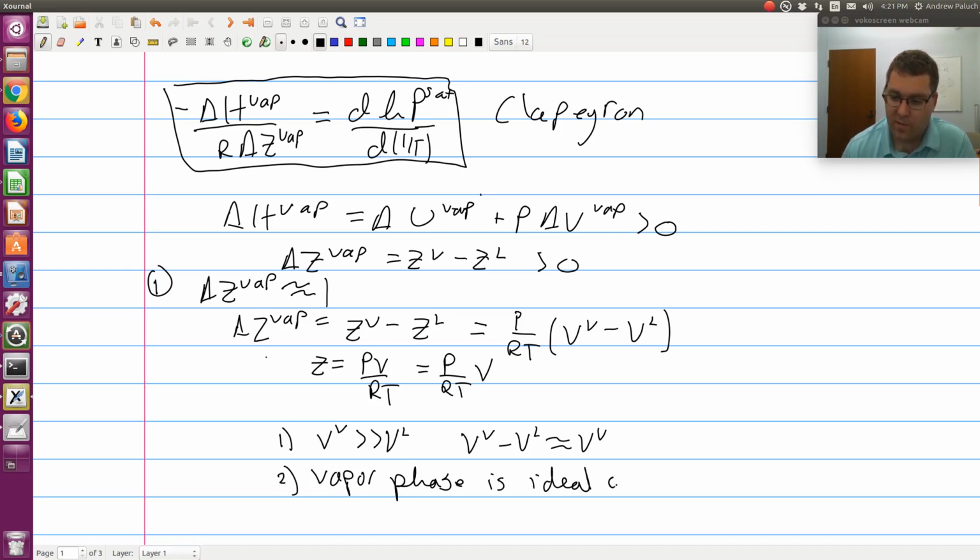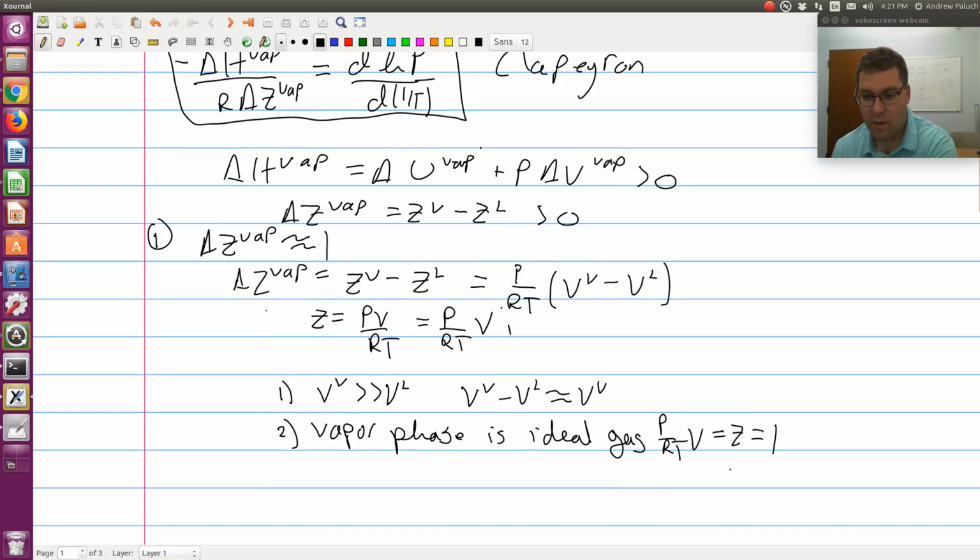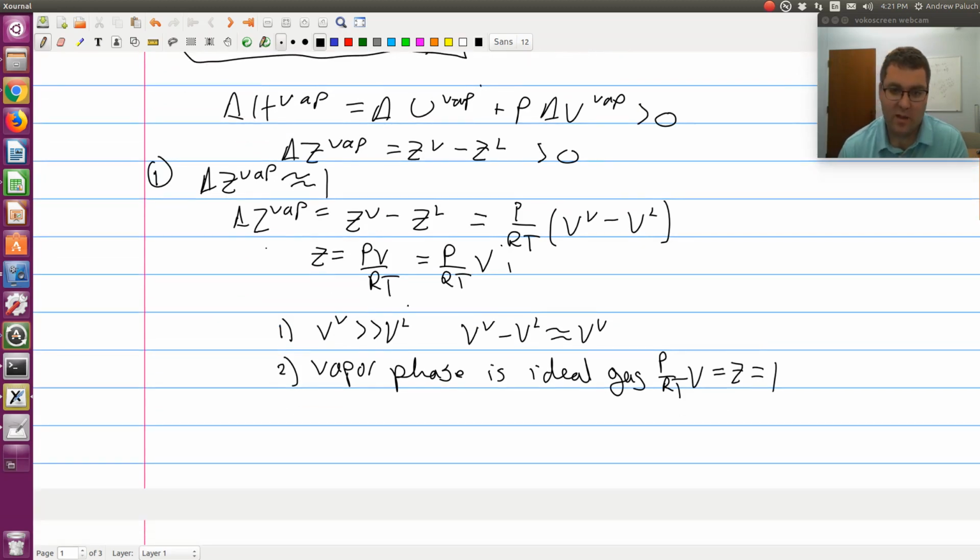If you assume that the vapor phase is an ideal gas, that means P over RT times V, which is equal to Z, is equal to 1. So if we make those two assumptions, then delta Z of vaporization is just equal to 1.